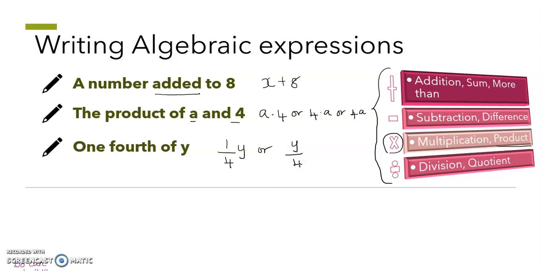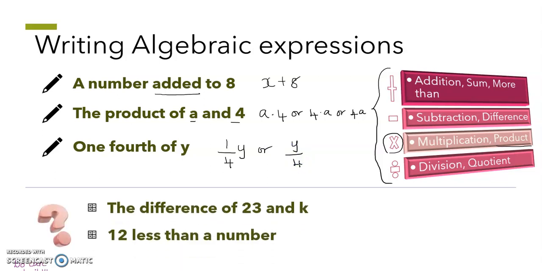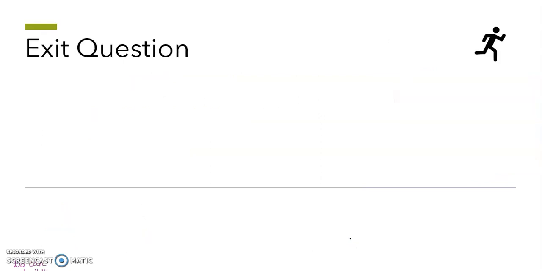So now it's time for you to have a practice. What is the difference of 23 and k? So what is meant by difference? It is subtraction. So the difference of 23 and k can be written as 23 minus k. 12 less than a number. Let the number be x. So 12 less than x means subtraction, x minus 12. So I hope this concept is also clear for you.